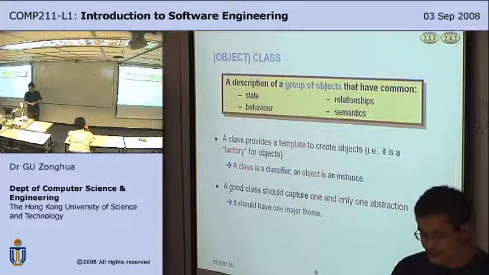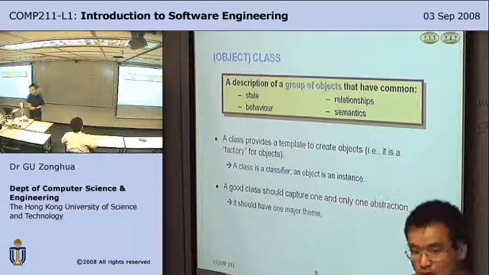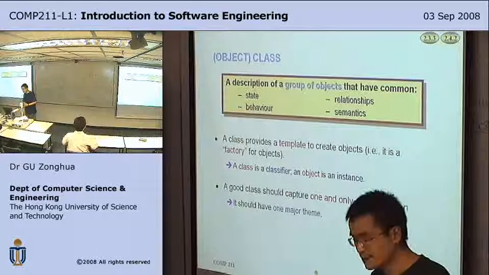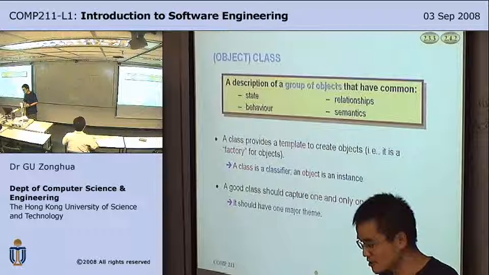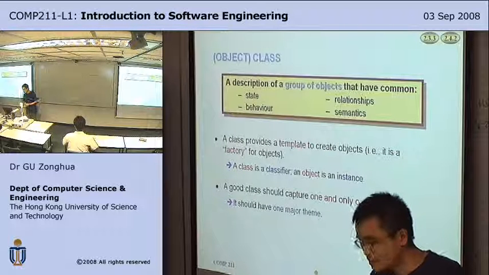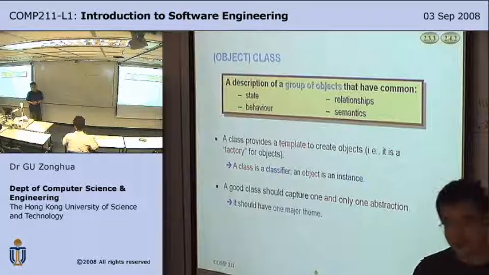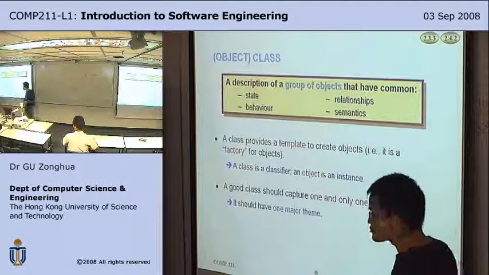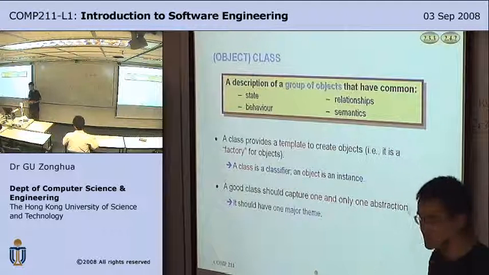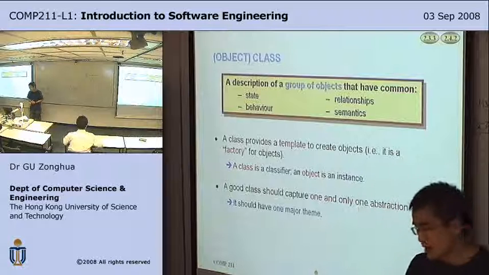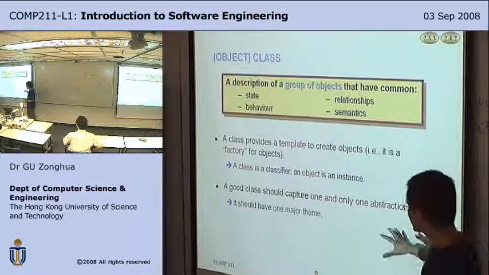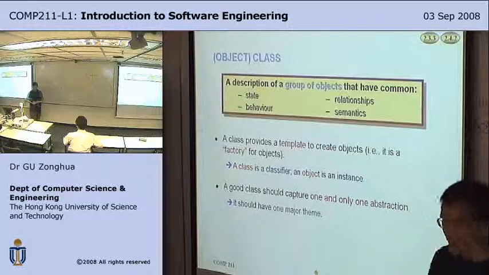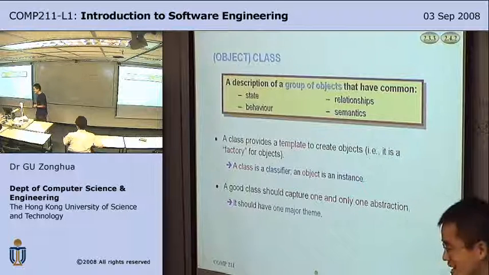In this course, in this project, you will design a class diagram for your problem domain. So you can make a class very general and very abstract, or make it very concrete and very fine-grained. It's your design decision. But in general, you should try to keep the class focused on one abstraction.